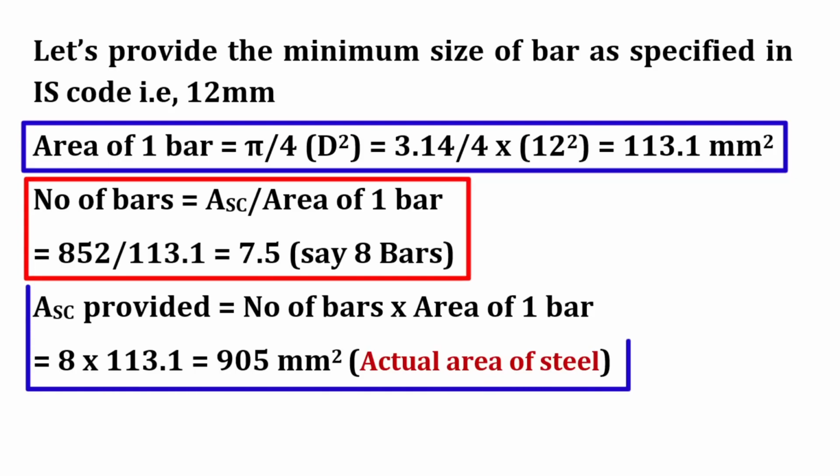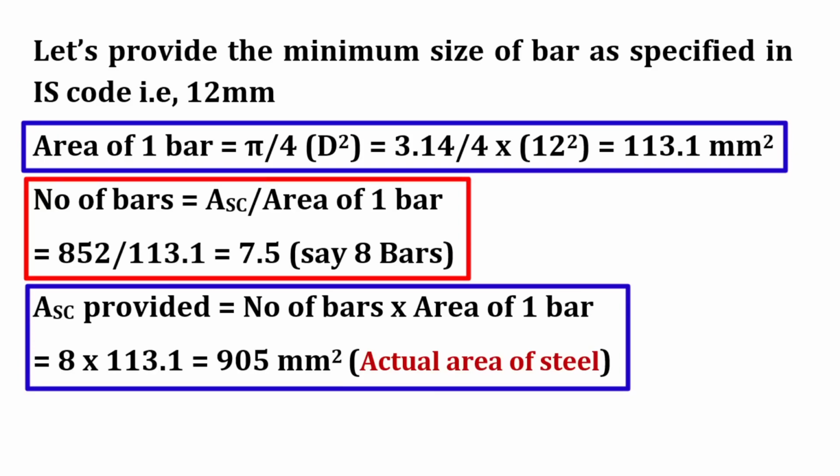Again, ASC provided will be equal to number of bars into area of one bar. Number of bars is calculated as 8. Area of one bar is 113.1 mm square. On substituting these values, area of steel provided will be equal to 905 mm square, which is the actual area of steel.